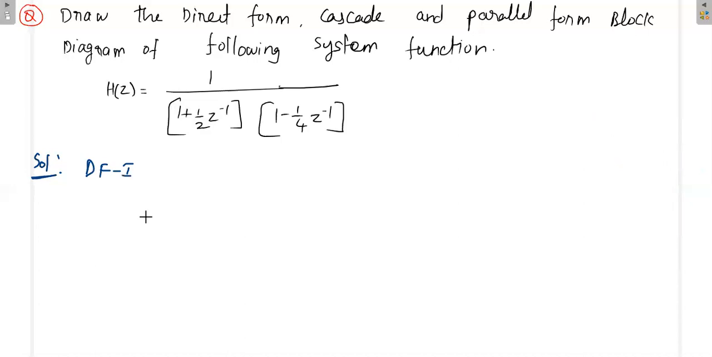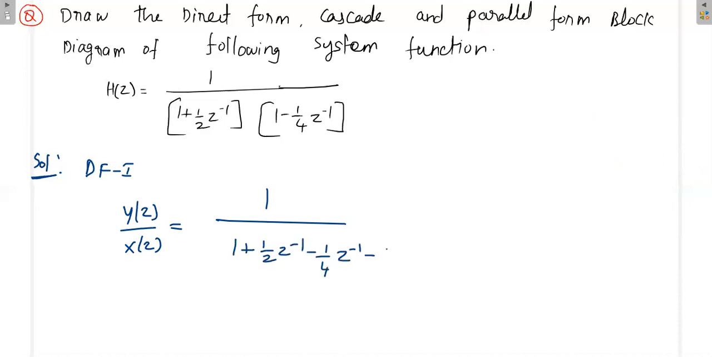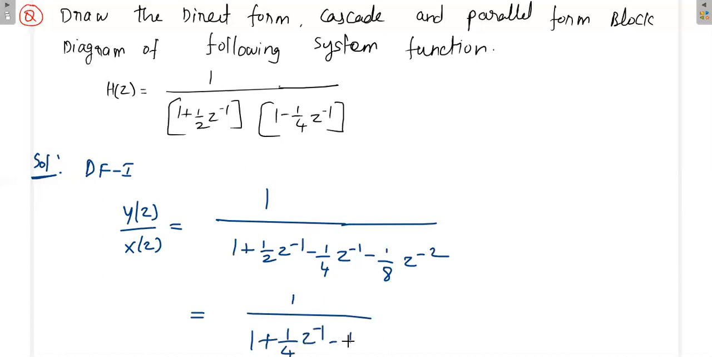Okay, so H of z, we can write as Y of z divided by X of z, is equal to 1 by, just multiply these two factors. Okay, 1 plus 1 by 2 z inverse minus 1 by 4 z inverse minus 1 by 2 z power minus 2. This we can write as 1 plus 1 by 4 z inverse minus 1 by 8 z power minus 2.